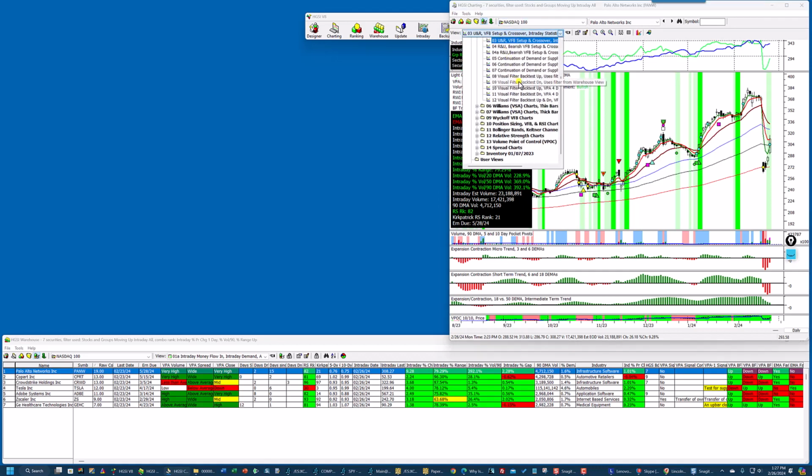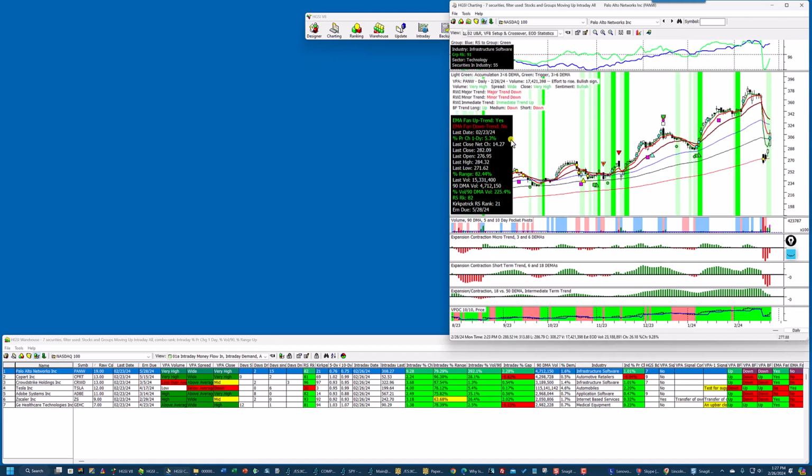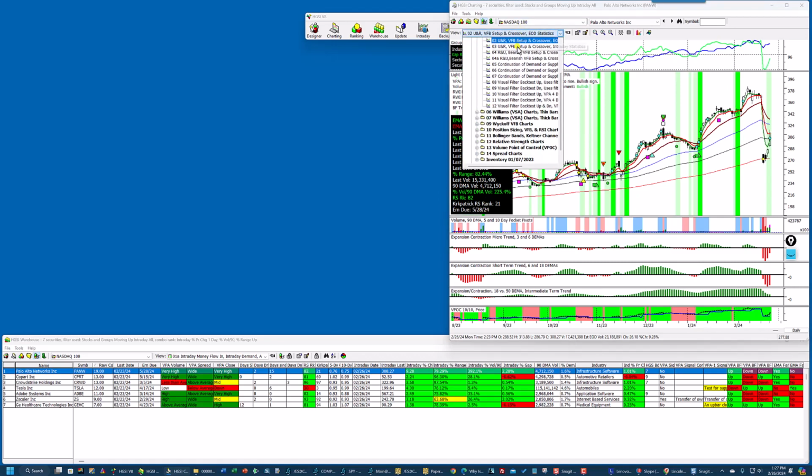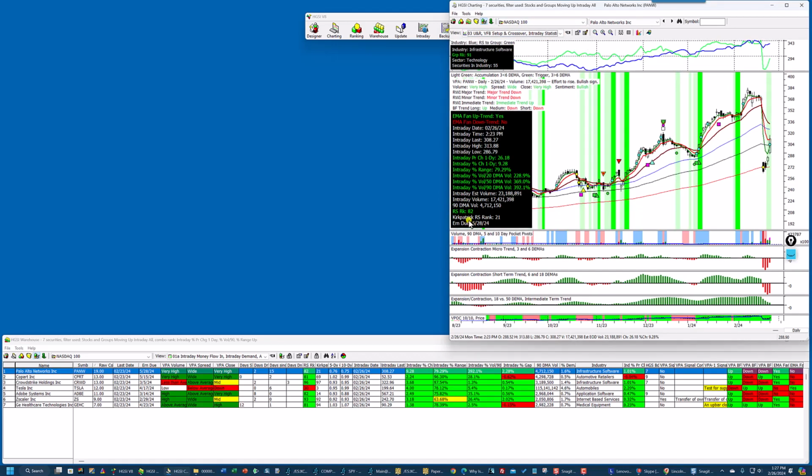Now I also, on the daily end of day chart, put this warehouse view in here. It gives you the earnings date among other information. The earnings date is right here, but I like to be able to look at a chart and get a lot of information at once. You can see there's an effort to rise generated on this today.